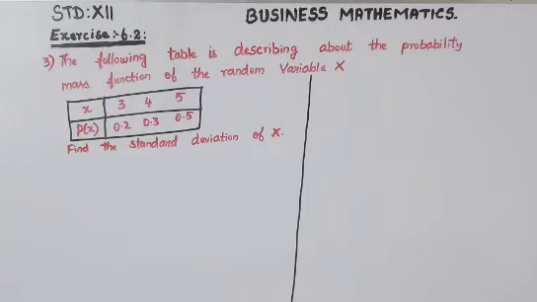Third question: the following table is describing the probability mass function of the random variable capital X.